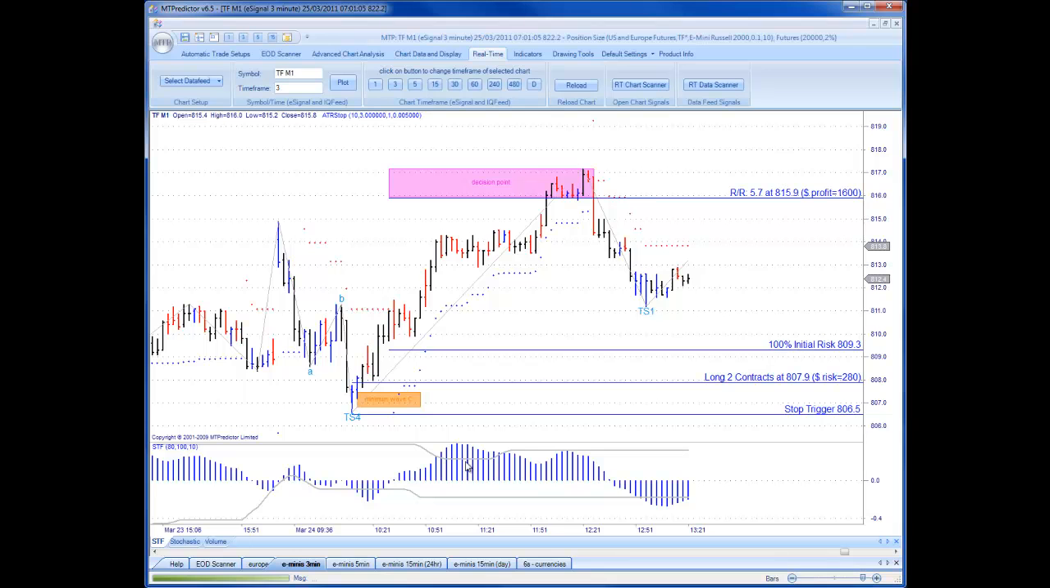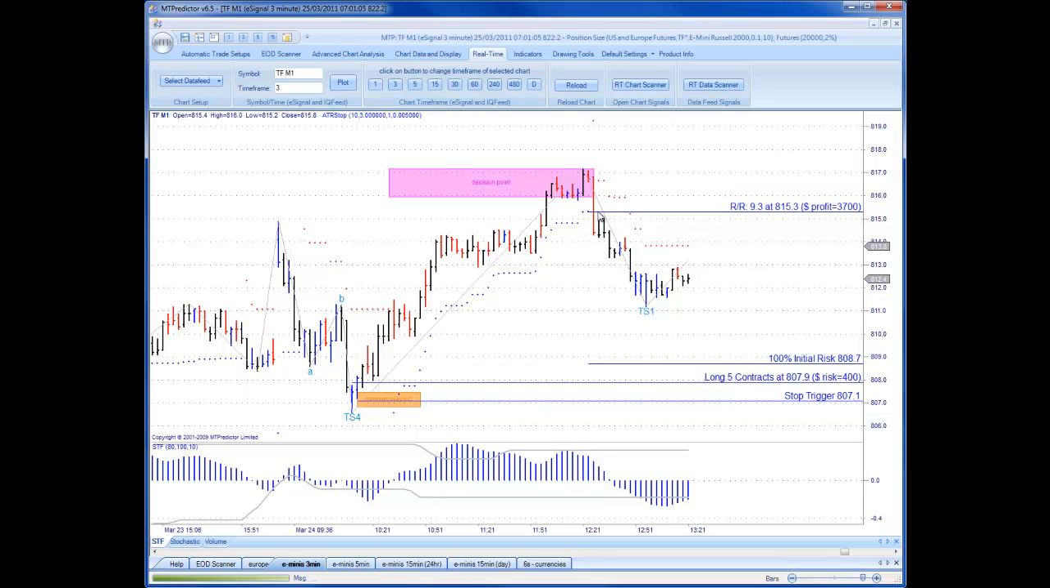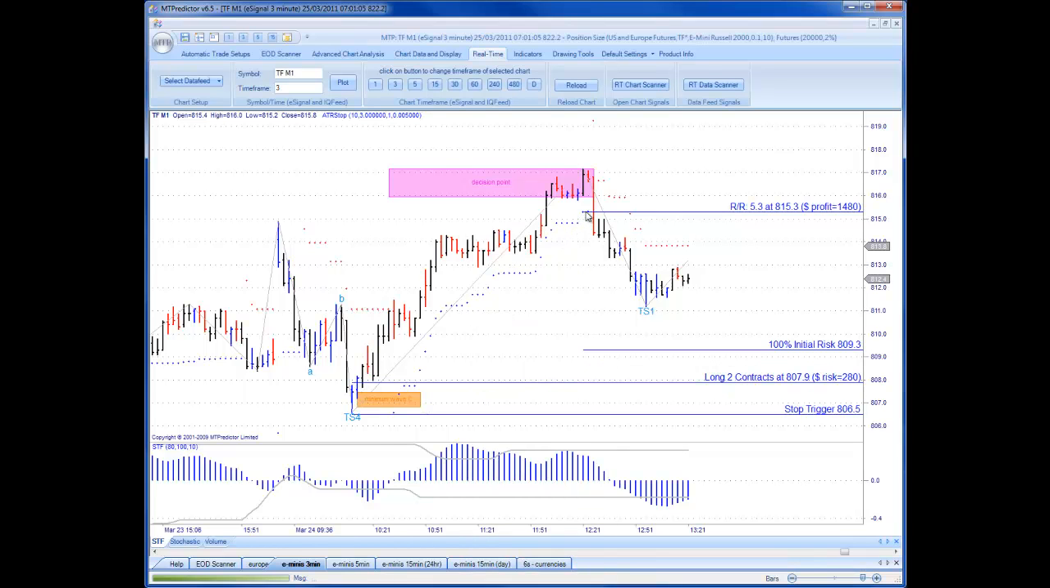The STF was strong as we went up, so you could have used the standard trade management guidelines and used the ATR stop and got stopped out about here. Whoops, my mouse was a little bit wrong there. So you would have been stopped out at plus 5.3R. As you can see, a very good trade. Plus 5.3R is a very nice trade.